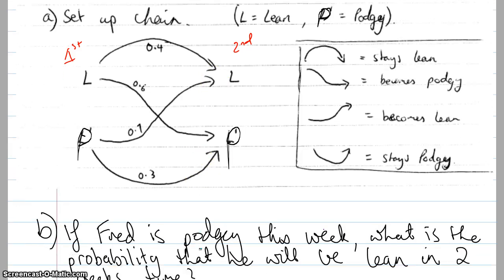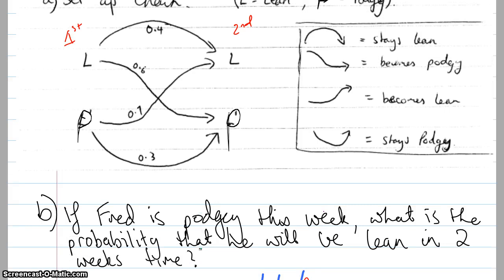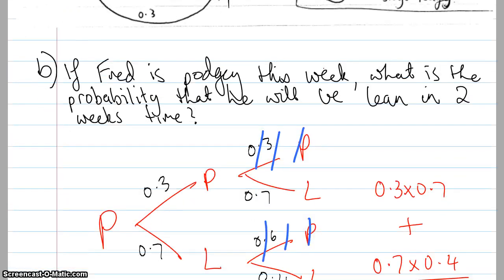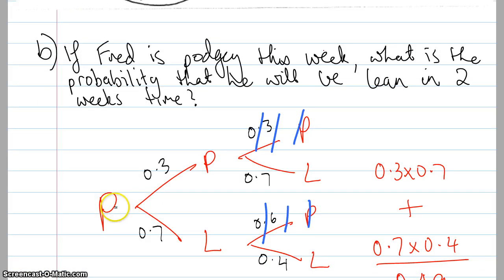So if Fred is podgy this week, what's the probability that he will be lean in 2 weeks' time? Now, you can do this a variety of different ways. I prefer to use a tree diagram because I believe that's the easiest way of doing things. But I'm going to use this little chain here every single time so that I don't forget what's going on. So I always set this up first. We know that he's podgy this week. Let's set it up. Next week he could be either podgy or lean, at 30% and 70%. The next week he could be either podgy or lean.